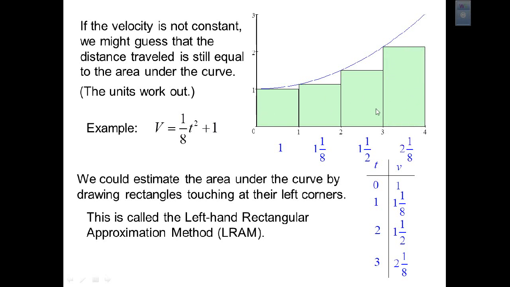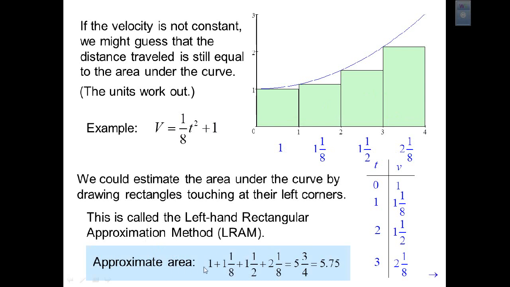So now if we approximated this thing using our LRAM, we're just going to add these areas up. So the approximate area is 1 plus 1 1/8 plus 1 1/2 plus 2 1/8, which gives us 5 3/4 or 5.75. That's our LRAM, or our left-hand rectangular approximation of the area under this curve.